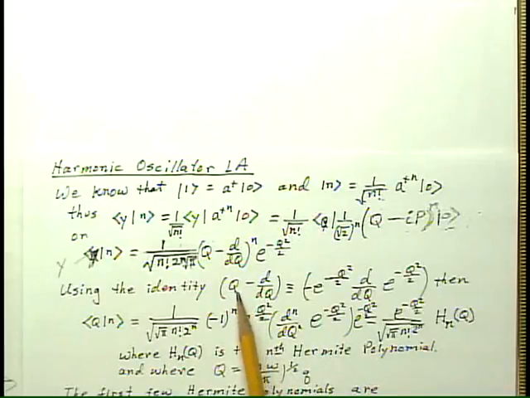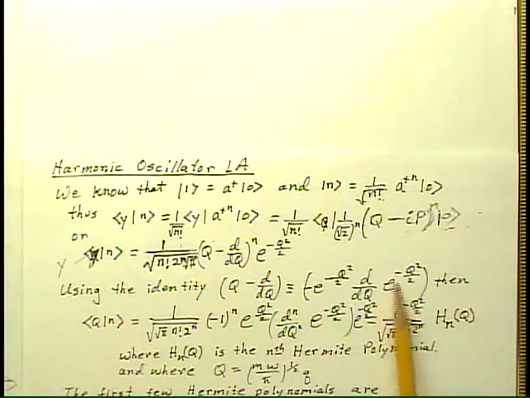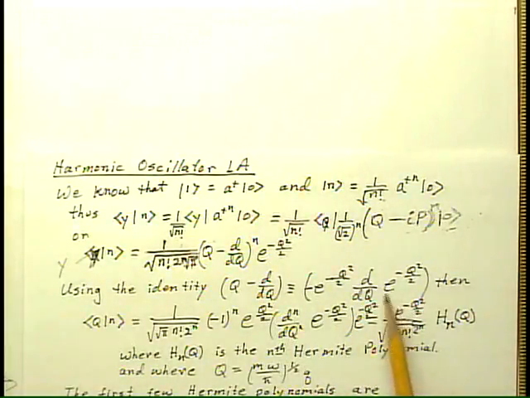It's easy to show that q minus d by dq is equal to minus e to the q squared over 2, d by dq, e to the minus q squared over 2. Now, what's the special form for this? Well, you can see that if I take the derivative here, I will get exactly this expression right here. And this term here will exactly cancel this term here, because I have an e to the plus q squared over 2, e to the minus q squared over 2. So it's trivial to verify that, to take that derivative and verify that that's correct.